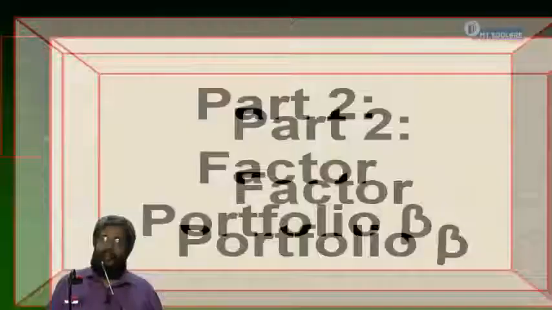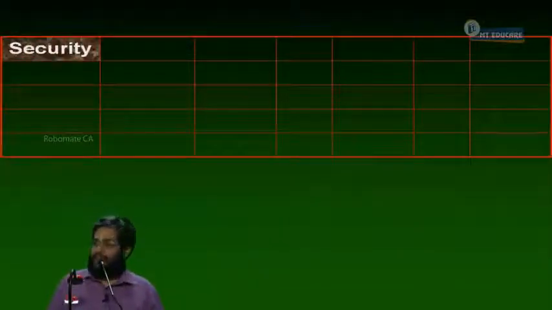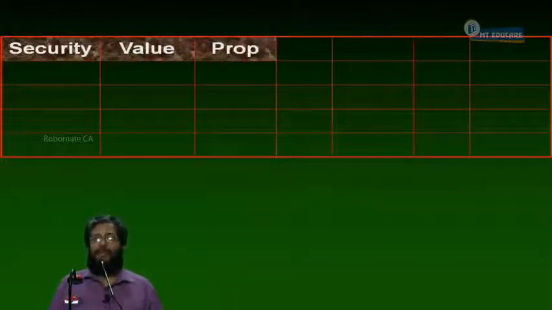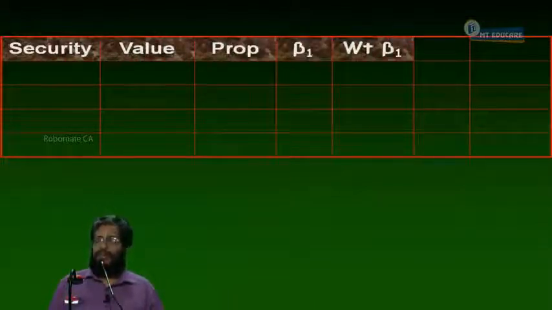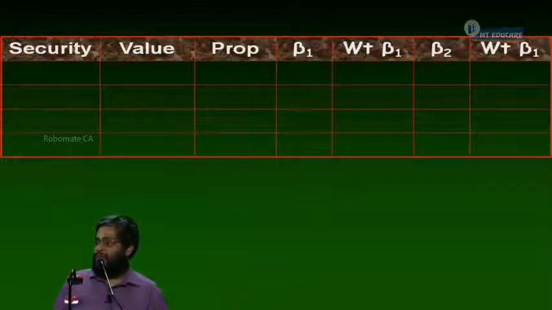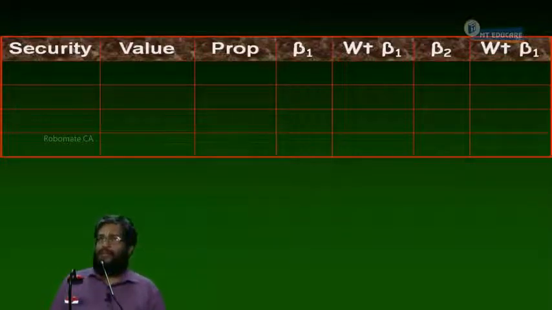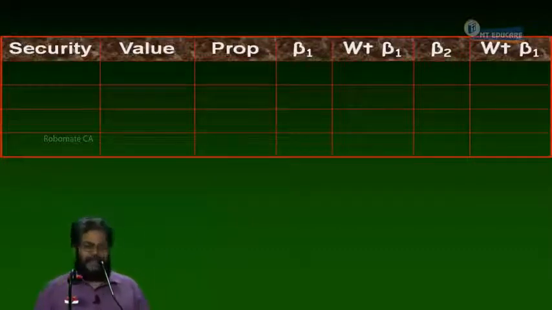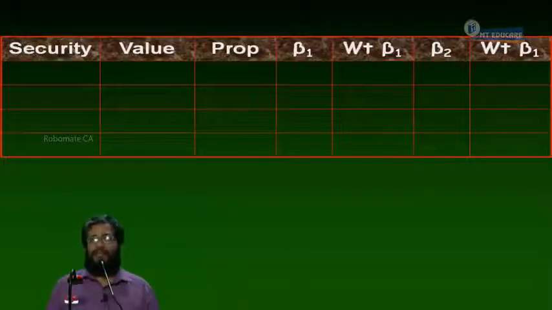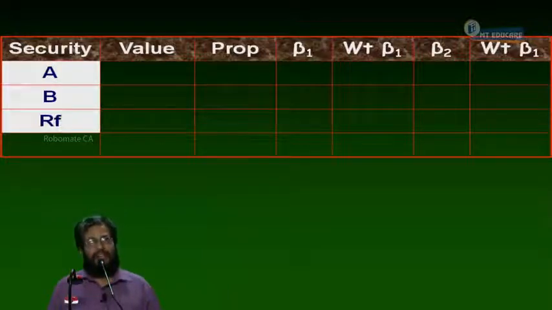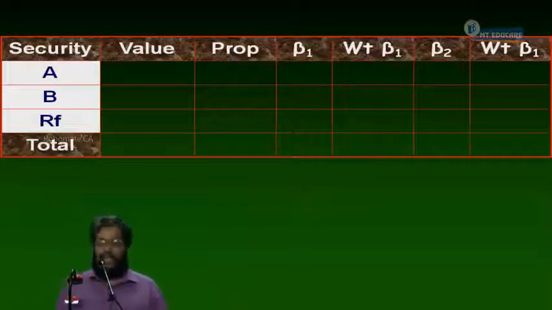Everybody, can we start or not? Same columns: security, value, proportion, beta 1, weighted beta 1, beta 2, and weighted beta 2. Make a change in the last column while copying it. Now, can you start or not? Tell me, what are all the securities I am having? A, B and the risk-free security.